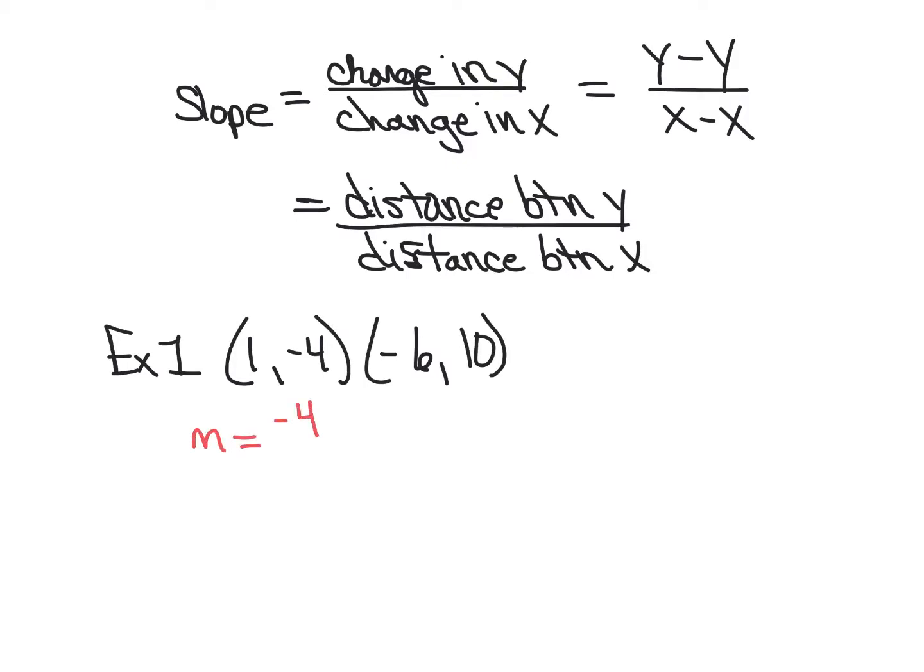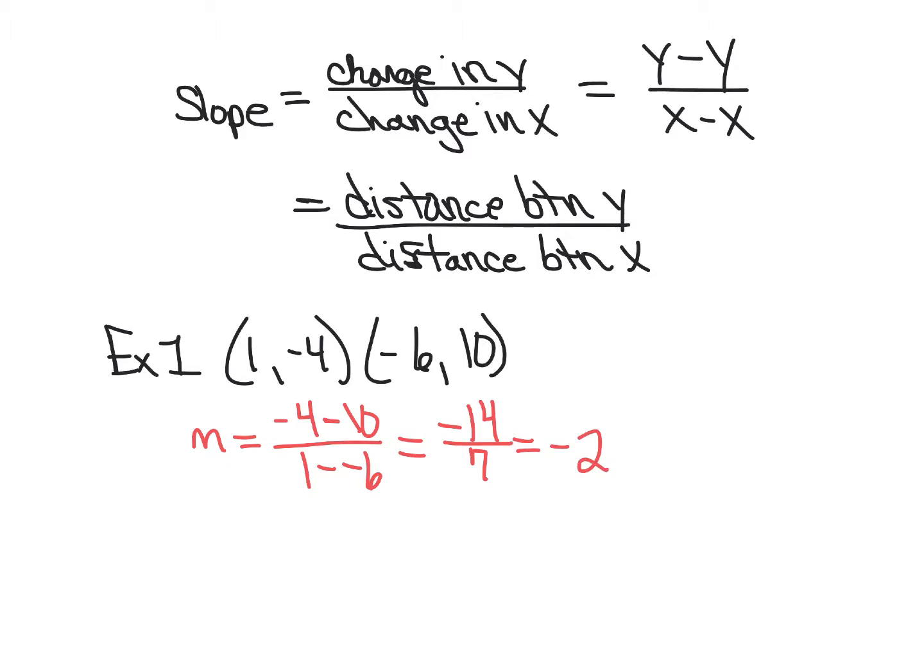Negative 4, y minus 10, over 1 minus negative 6. I know they did y sub 2, y sub 1, but I always just put the first y I see minus the second y, the first x that I see minus the second x. So I get negative 14 over 7, which is negative 2.